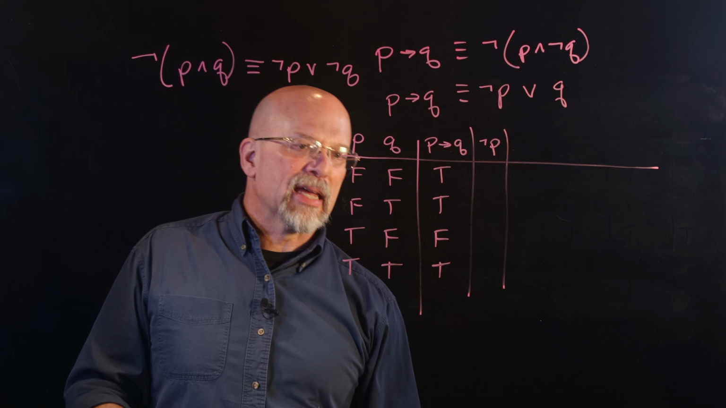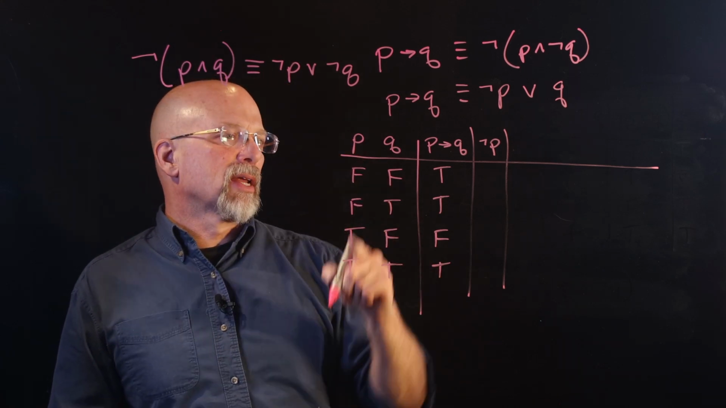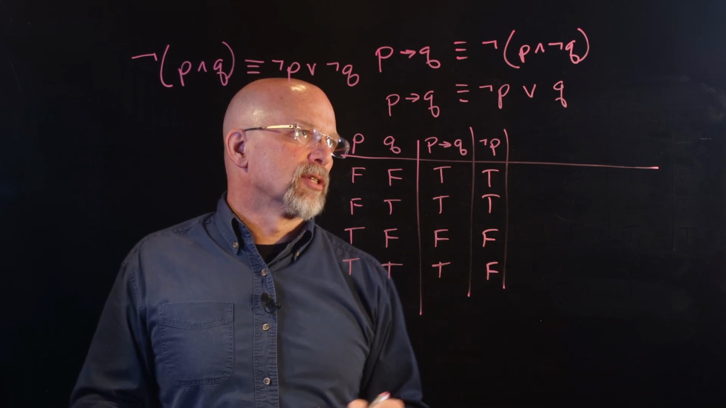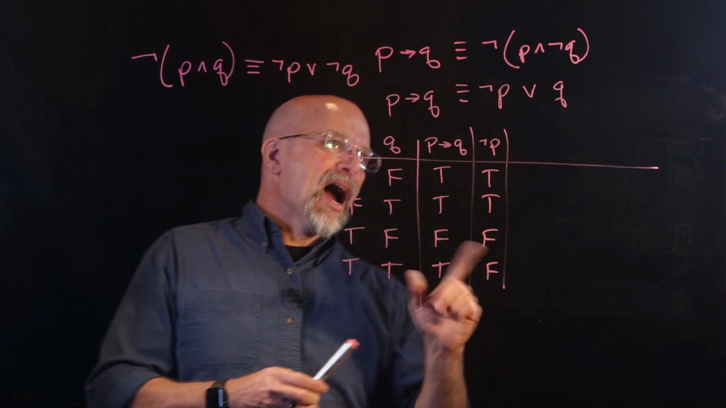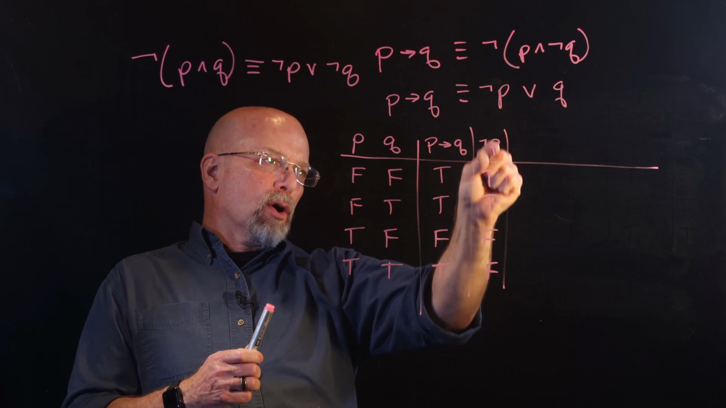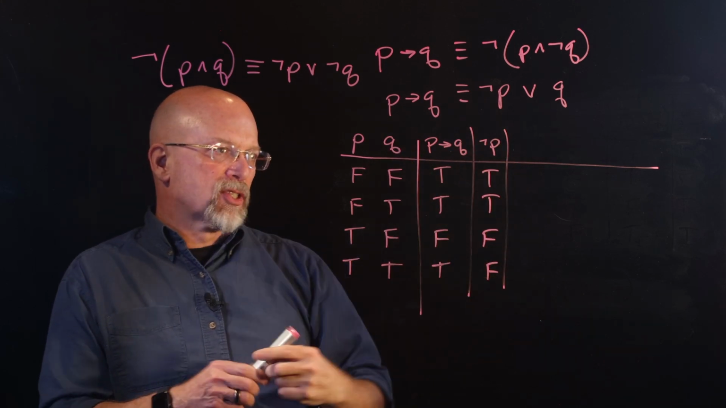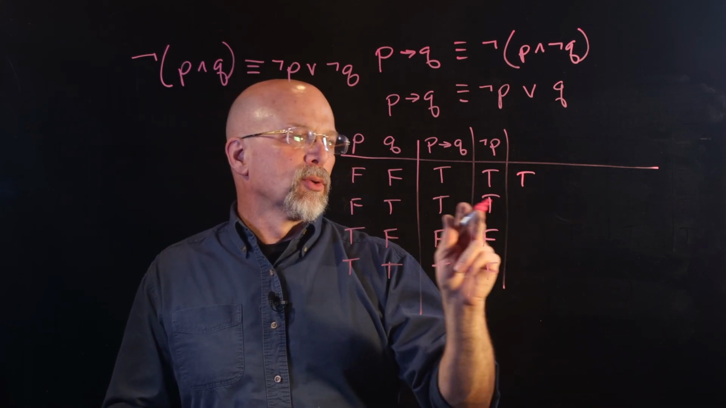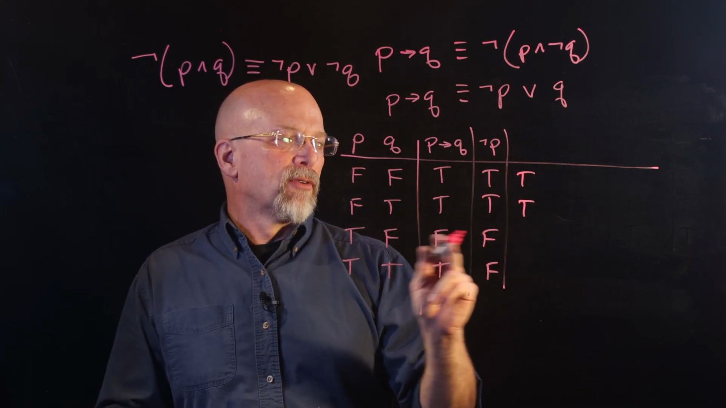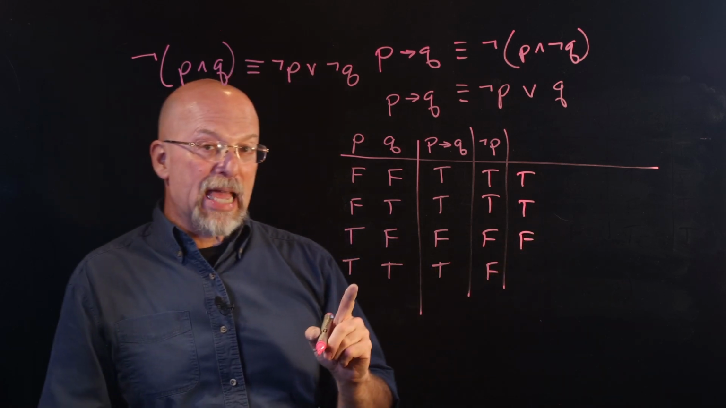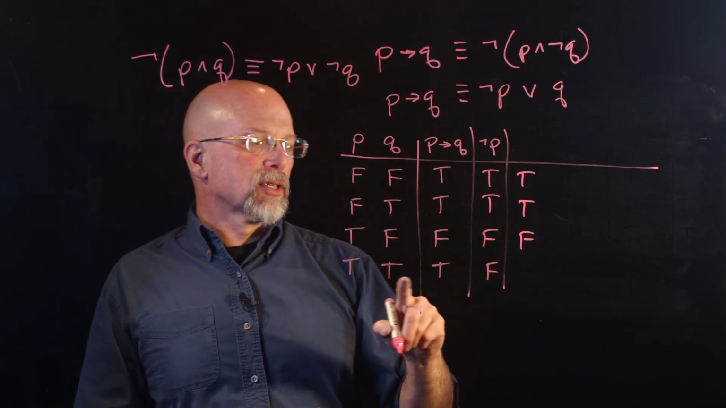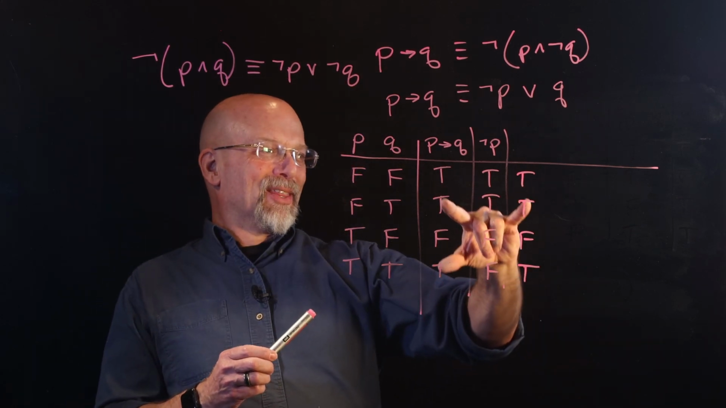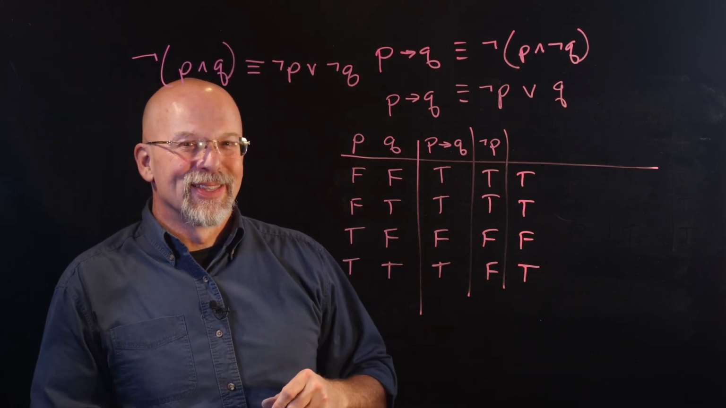Well, not P is just the inverse of this column right here. So all the falses become trues, all the trues become falses. And now what we're looking for is the OR of this column with this column. So you have false ORed with true, that's true. True ORed with true, that's true. False ORed with false, that's that unique case that an OR outputs a false. And then we have true ORed with false, and that's true. And look, those two columns are still the same.